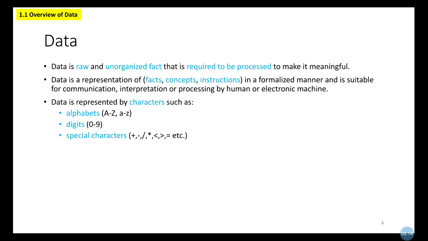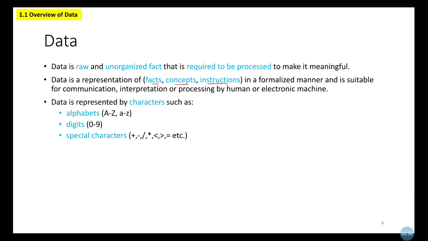So 1.1, overview of data. Definition of data. Data is raw, unorganized facts that are required to be processed to make them meaningful. So meaning that data is something that you cannot make a conclusion out of. Data is a representation of facts, concepts or instructions in a formalized manner, and is suitable for communication, interpretation or processing by human or electronic machine.